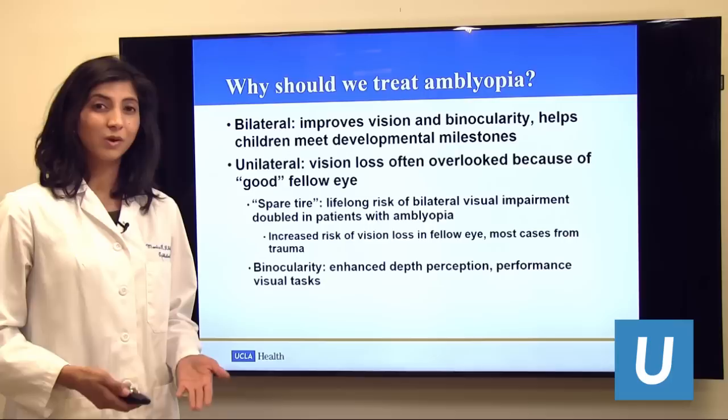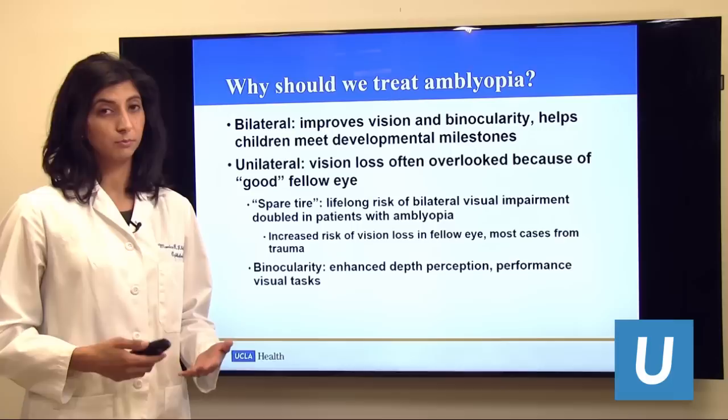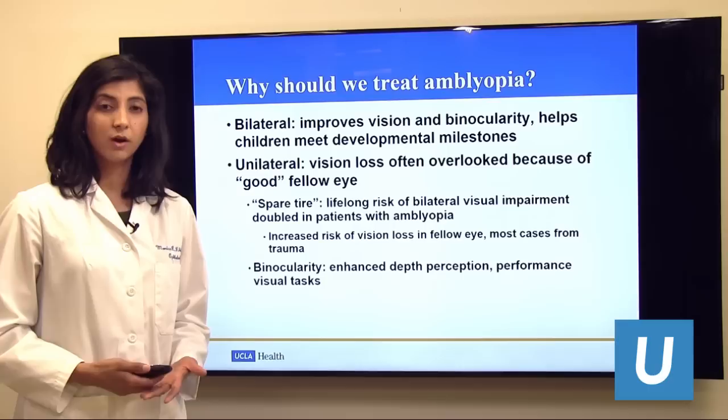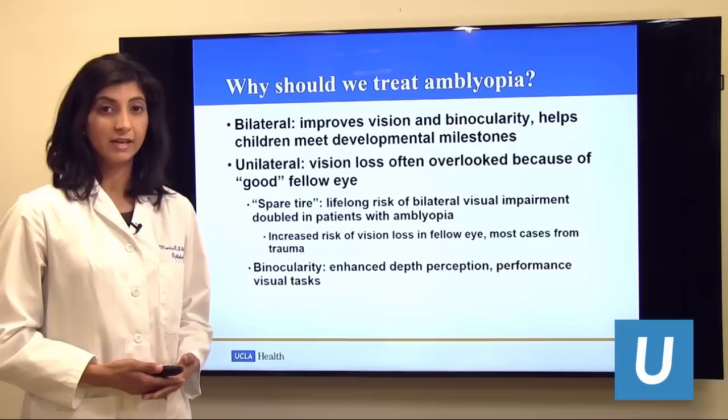One is the spare tire theory. These children have an entire lifetime ahead of them where they need to have good vision. Should anything happen to their good eye, and that could be from trauma, or from any kind of ocular disease such as glaucoma or macular degeneration, we want them to have a good functioning fellow eye that they can depend on in those situations. And we know from several studies that patients with amblyopia are at higher risk of losing vision from their fellow eye, and most of those cases are from trauma.